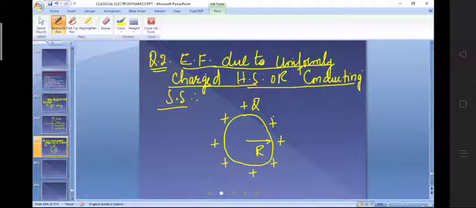Now, if it is a conducting solid sphere and charge is given to this, the charge will reside only on the surface. Why? What is the reason for that?